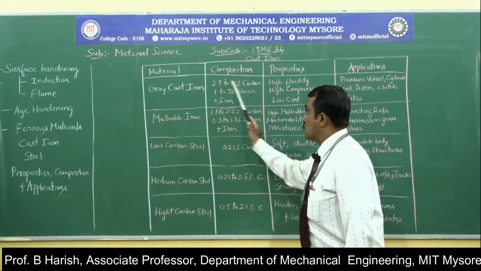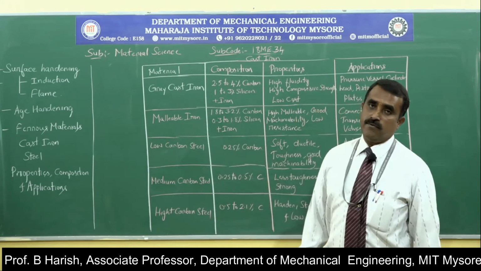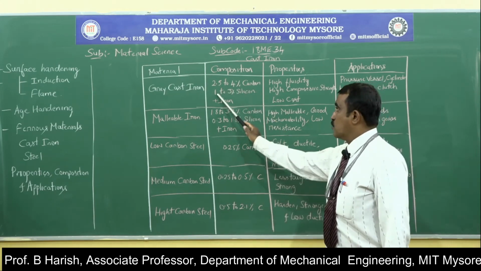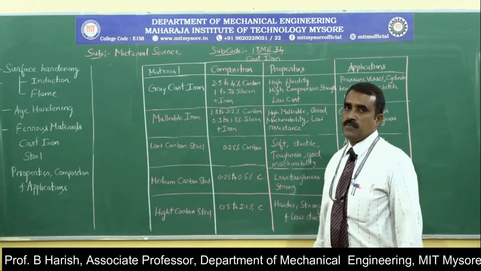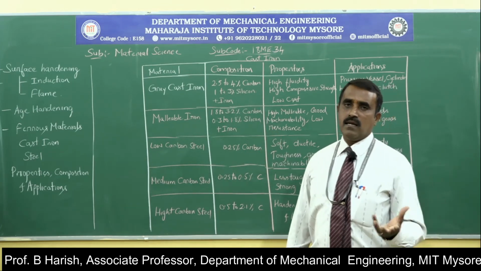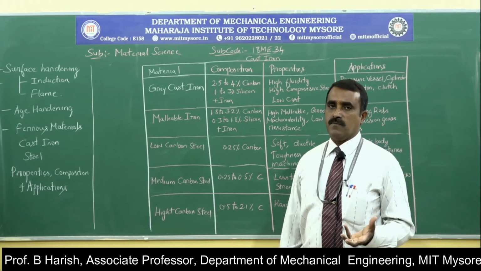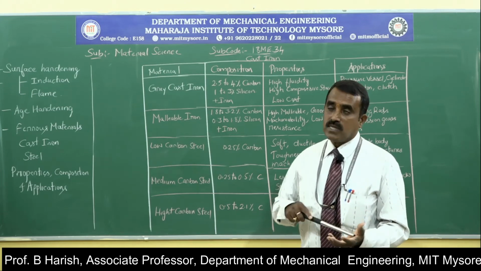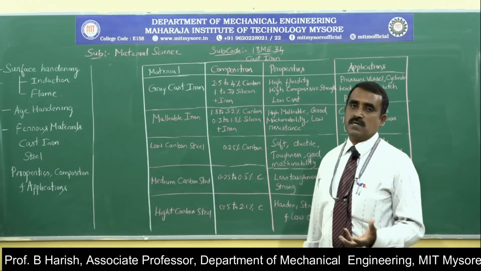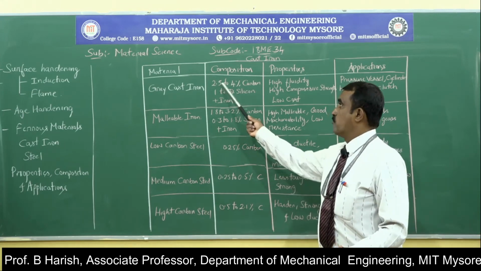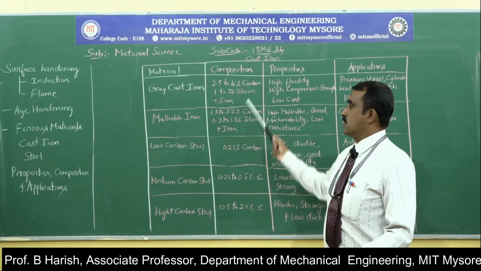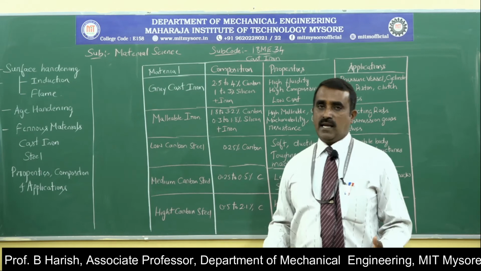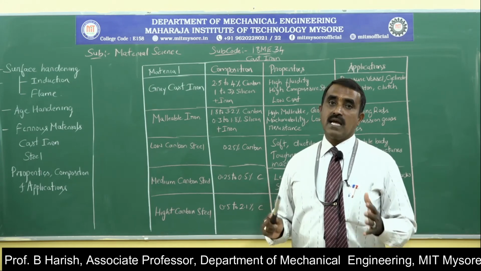Coming to the first one, composition: what is grey cast iron made up of? It contains 2.5 to 4% of carbon, then 1 to 3% of silicon, plus iron. It is basically an iron based metal, so the iron composition will be more. Along with iron, we have carbon and silicon present. The remaining, around 90%, will be iron. That is the composition of grey cast iron.